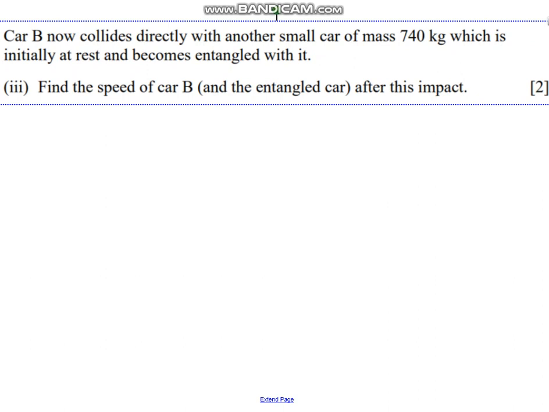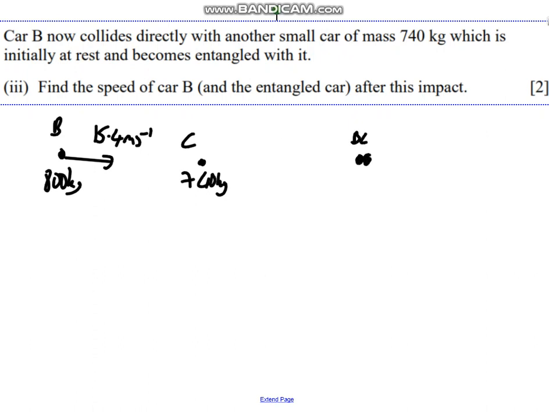What happens now is that they will bash into each other. Let's draw it first. There's car B, that was weighing 800 kilos, moving along at 15.4 meters per second. And car C is stuck there doing not very much at all. That weighs 740 kilograms. Afterwards they will become entangled. So B and C, just call it BC, is going to have a mass of 1540 kilograms. It's going to move on at some unspecified speed, which we're going to call VBC.